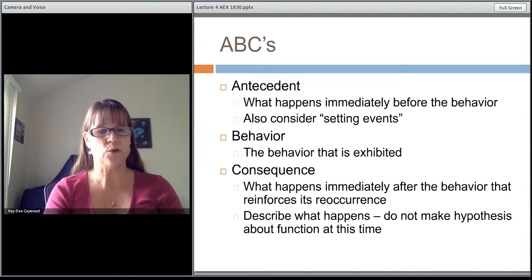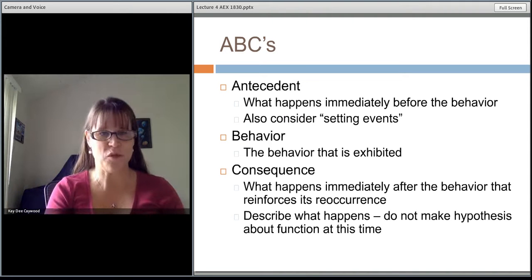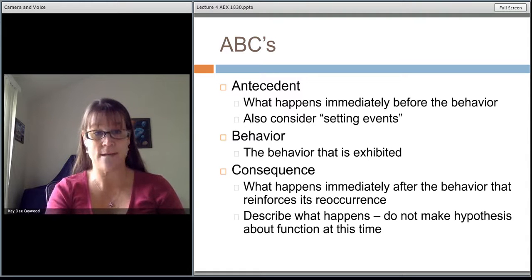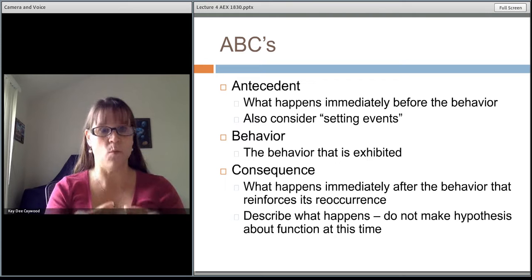You want to make sure that when you're doing these ABC charts, and when you're looking at what happens before the behavior and the consequence, when you're describing the consequence, you want to describe what actually happens all around that student. This isn't the time when you're actually trying to make a hypothesis about the behavior. After you look at objectively what actually happens, that's when you'll make the hypotheses.